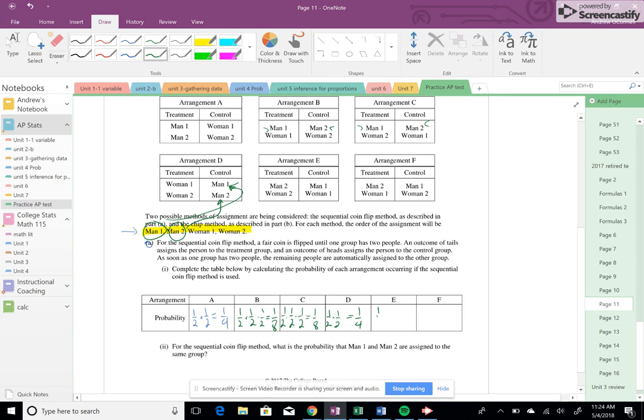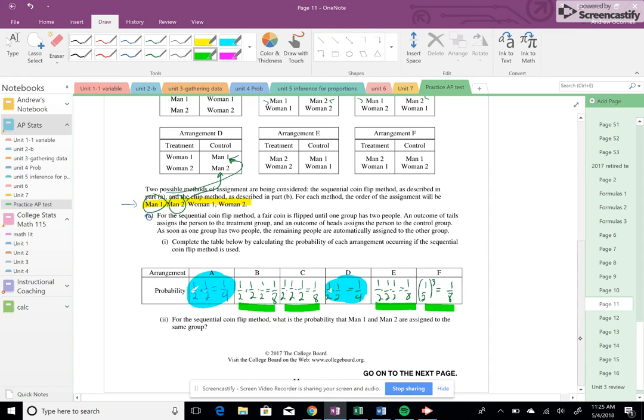Hopefully you got it to be like B and C, where it's 1/2, 1/2, 1/2, and E should be 1/8, and F should be the same. 1/2 to the third is 1/8. So arrangement A should be a fourth. I'm sorry, arrangements A and D should be 1/4. Arrangements B, C, E, F should be 1/8.